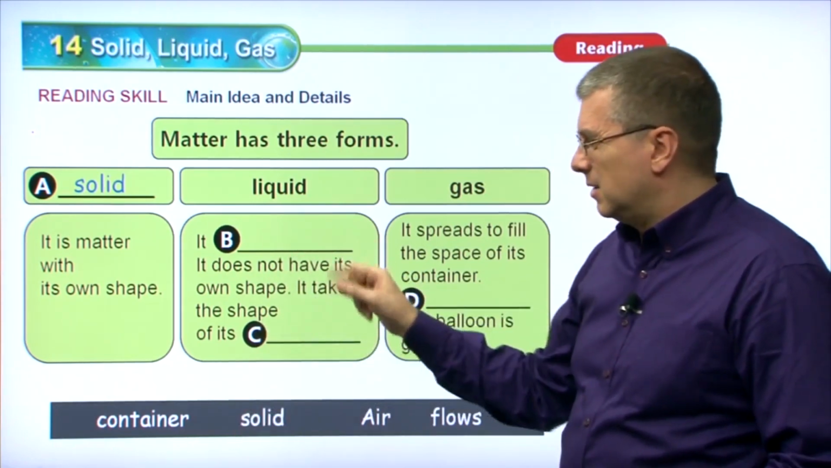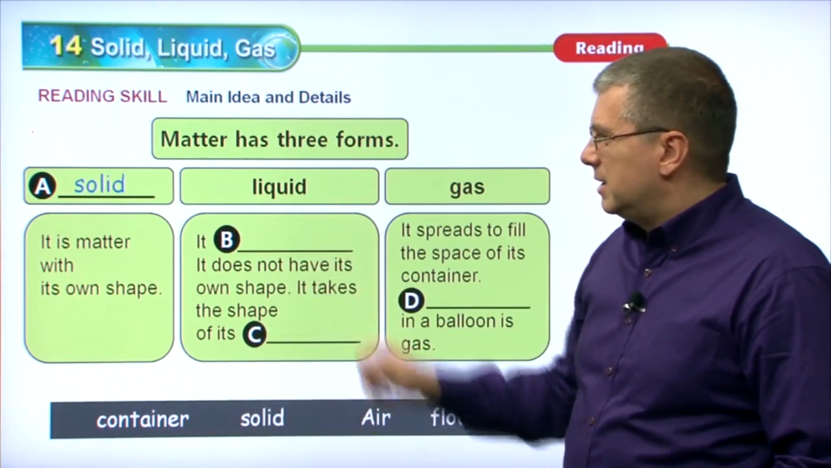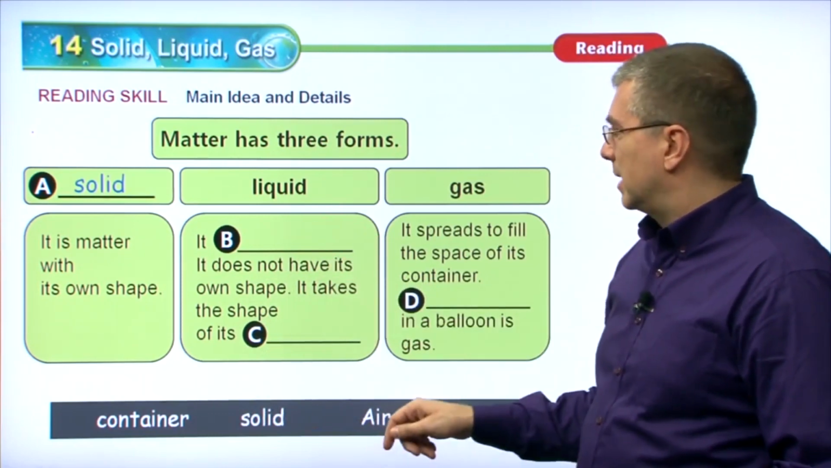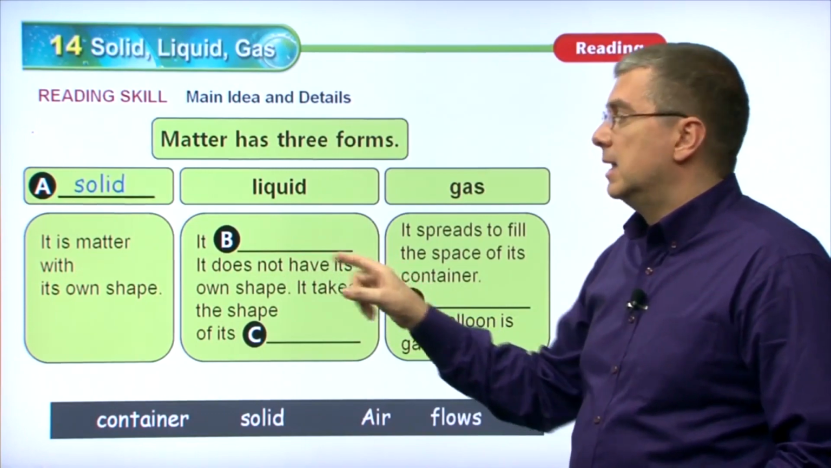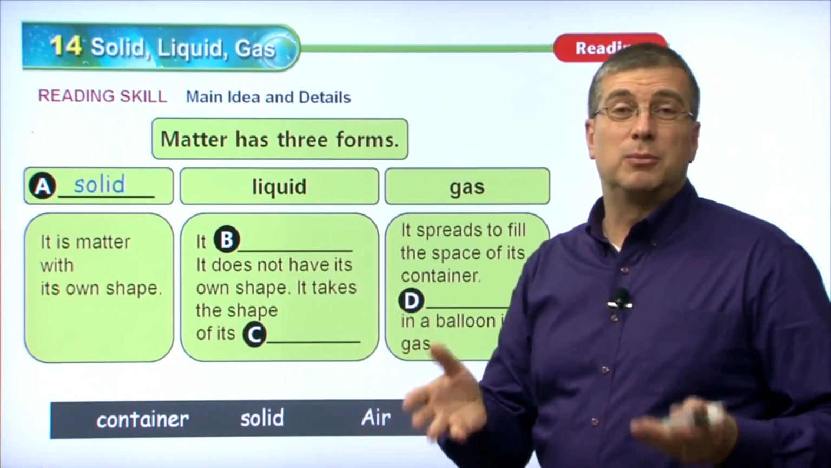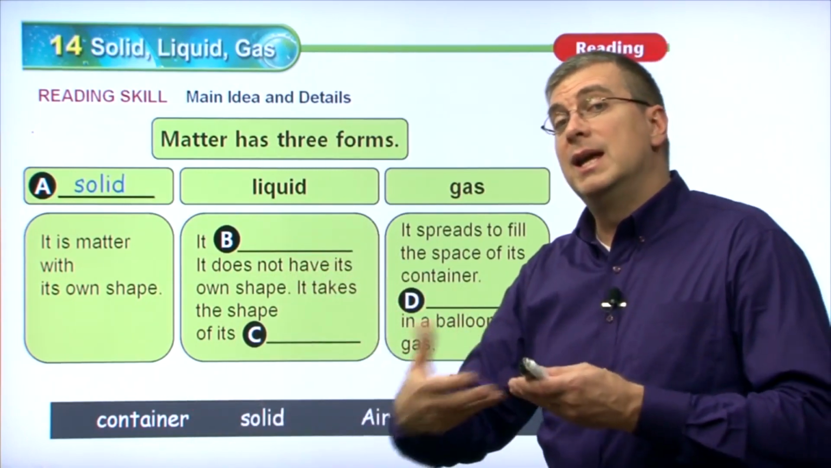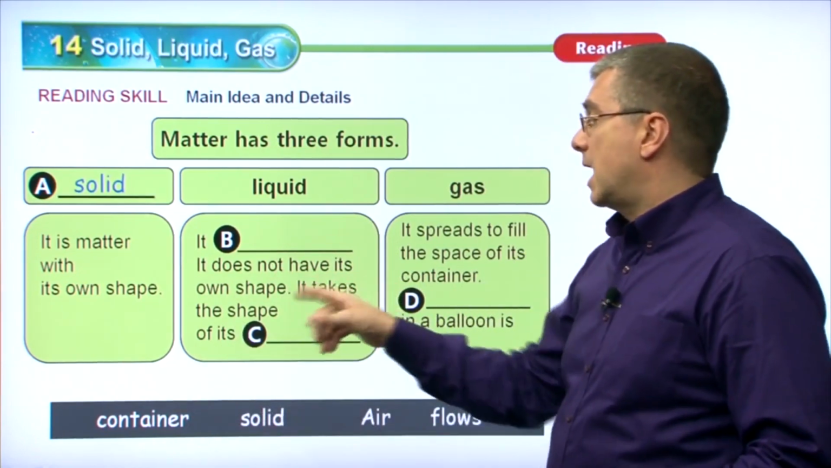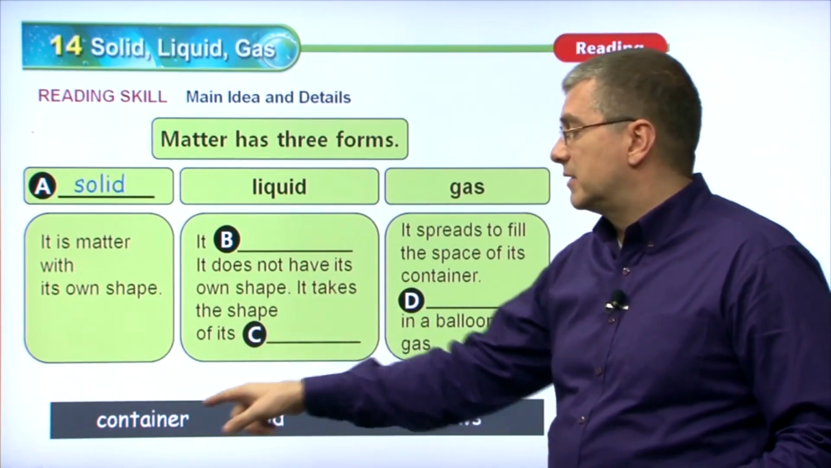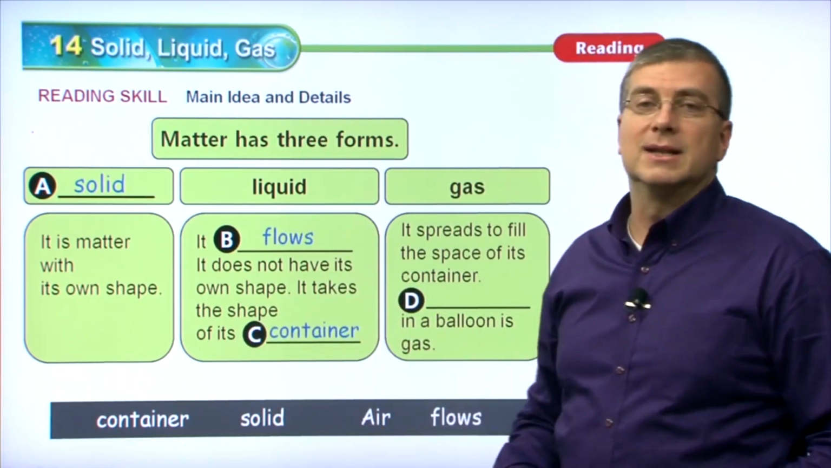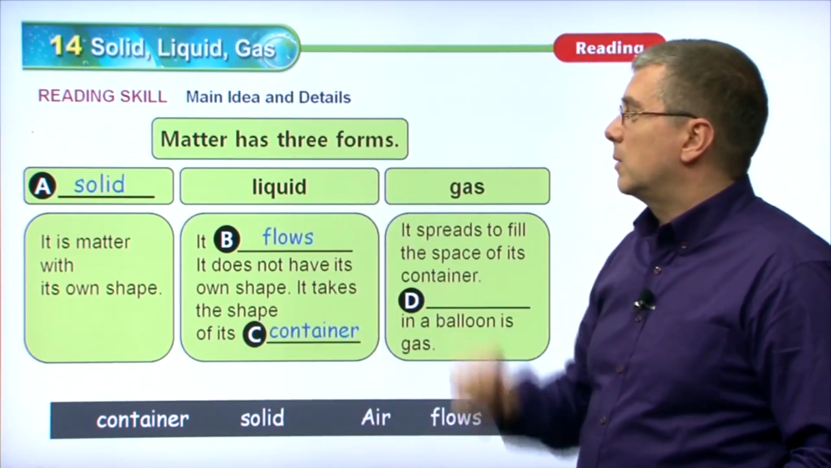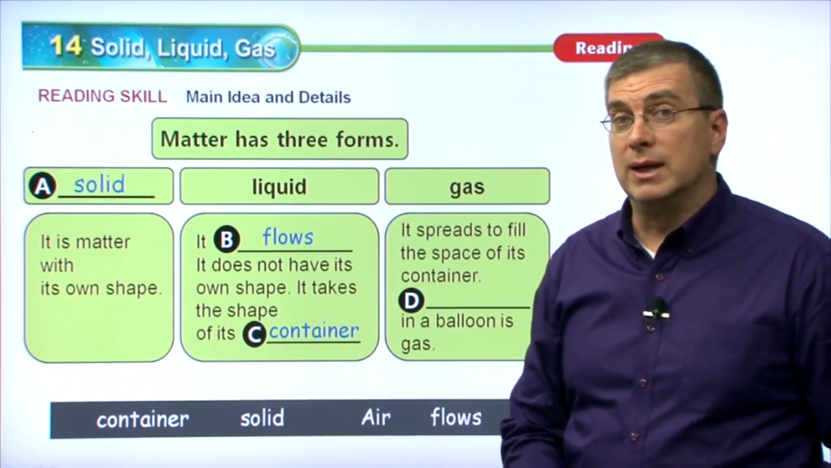Container? It container? No. It solid? No. It air? That doesn't make sense. Or it flows. It flows. And we can say that's a complete sentence. It flows. We pour it out. It flows. It does not have its own shape. It takes the shape of its container. So the first one will be flows, and the second one will be container. Okay? So that's what we can say about liquid.